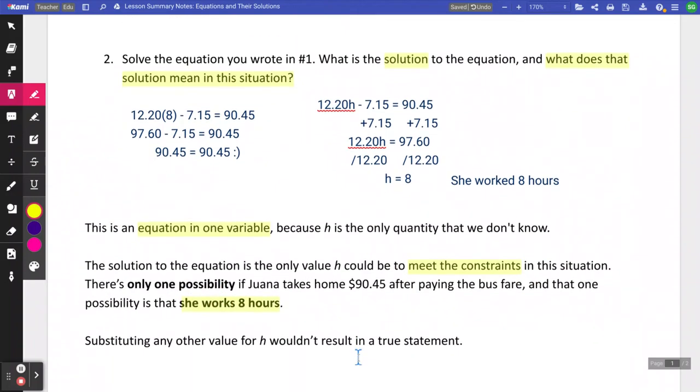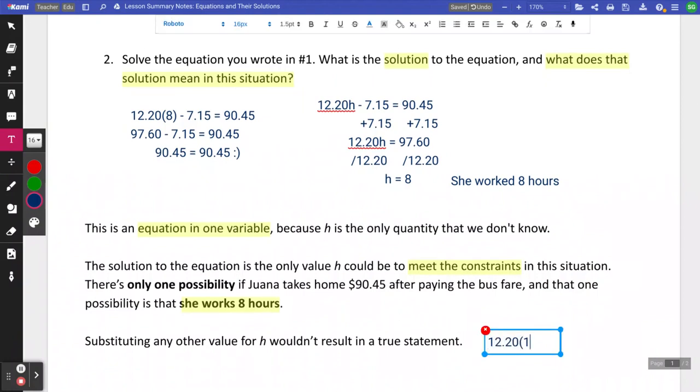The last part of this is if you picked any other number for h, it wouldn't result in a true statement. For example, if I picked the number 1, that's not going to give me $90.45. 12.20 times 1 is 12.20. And 12.20 minus $7.15 would be $5.05. And that definitely doesn't equal $90.45. So that's what we mean by it wouldn't result in a true statement.